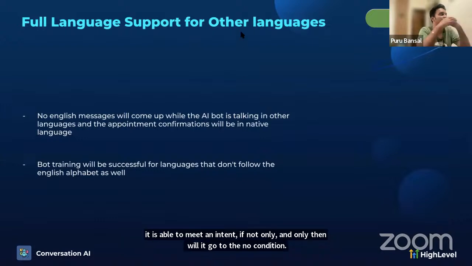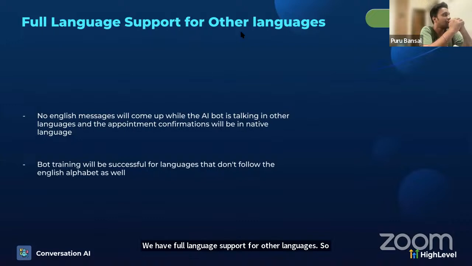We have full language support for other languages. There were two problems while you were training your bot in other languages. Number one, there were certain confirmation messages, like "Great, you are booked for," "I don't have enough information," and "Sorry, that's taken." Those were still coming up in English and were not coming up in the language that the bot was already talking in.